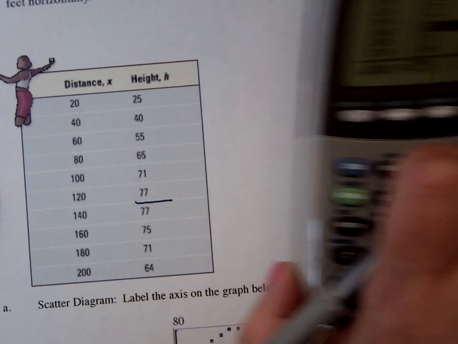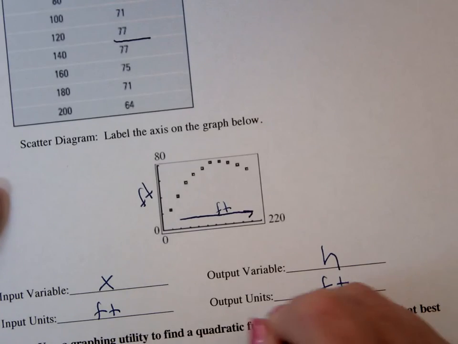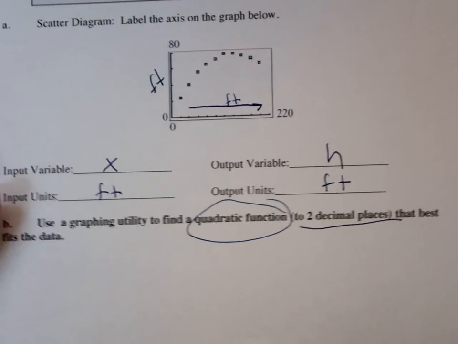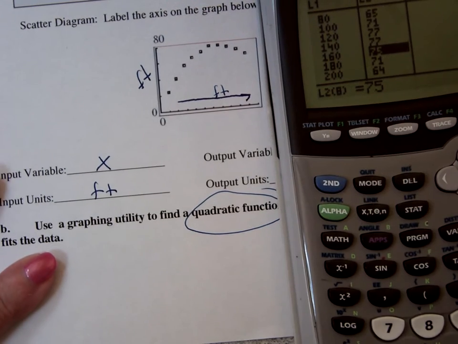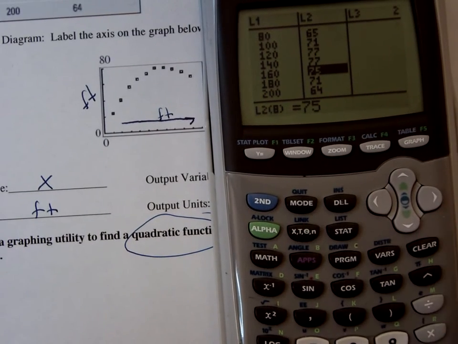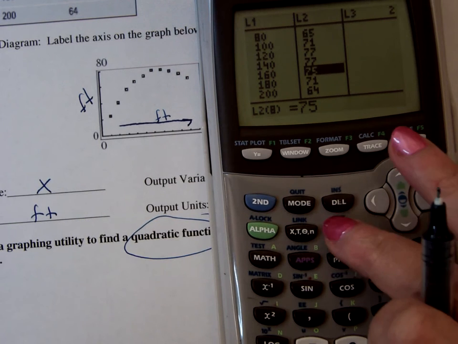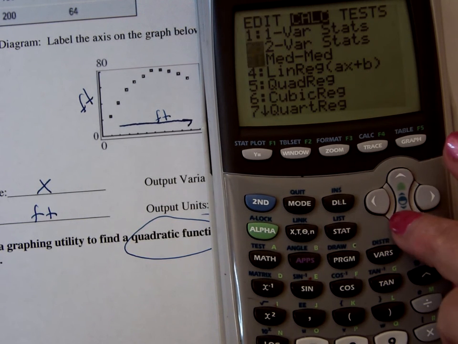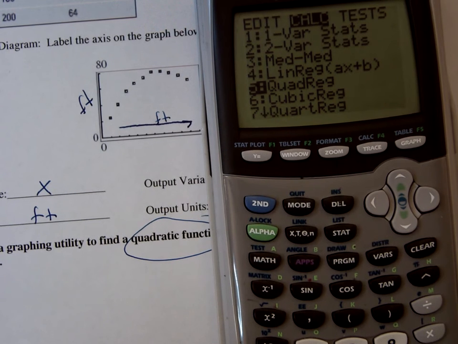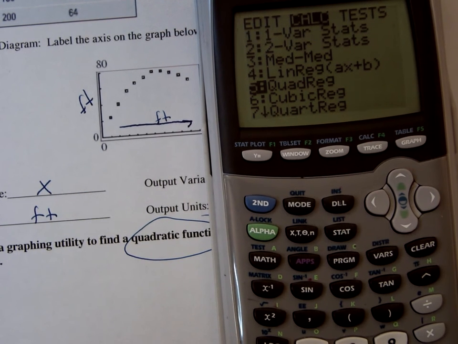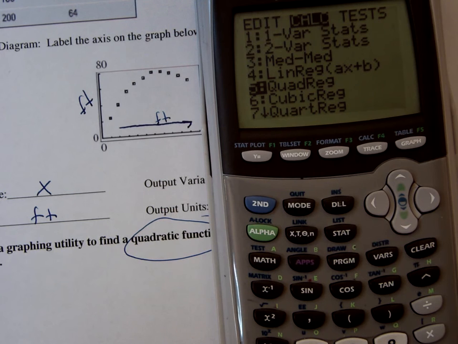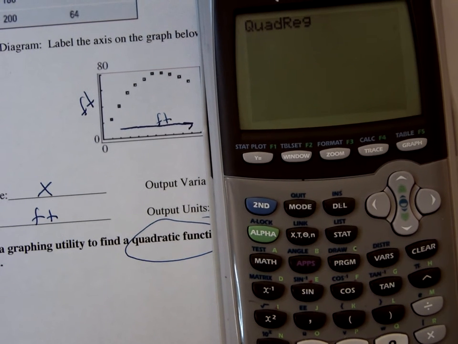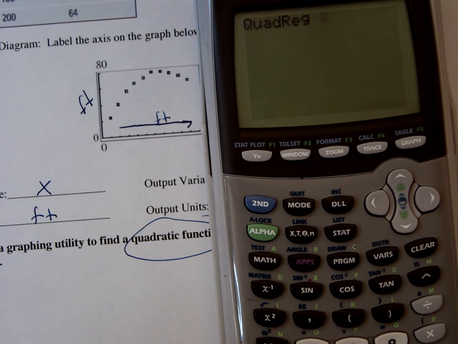Okay, so now my data's in, and it says a quadratic function. What do I need to do? I need to calculate. So stat, calculate. Now if you go down, you see number 5, QuadReg. That is quadratic regression. Press enter. Now this looks like a quadratic, so should my fit be pretty good? Yeah. And now I run the quadratic regression.